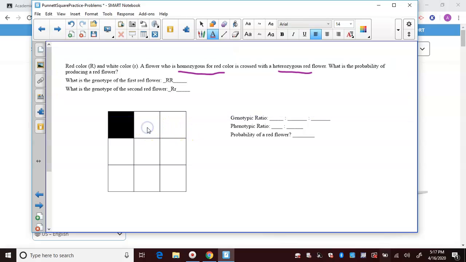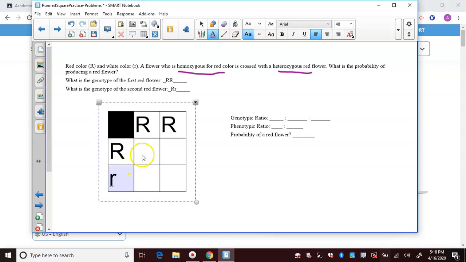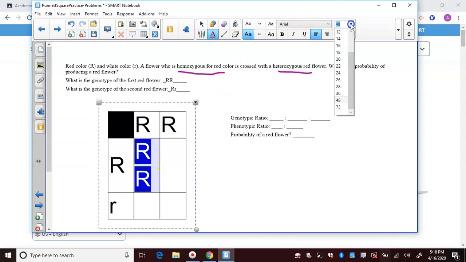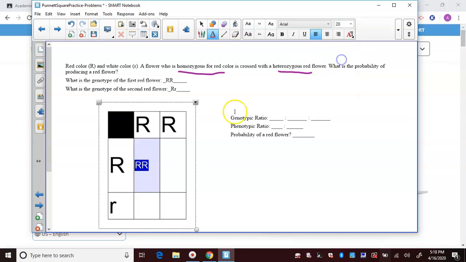Then I'm going to put the genotypes for each parent onto my Punnett square. So I got my first parent, and then down here is my second parent. Okay, then I'm going to put them together just like fertilization would. Okay, ta-da, our offspring's filled in here.